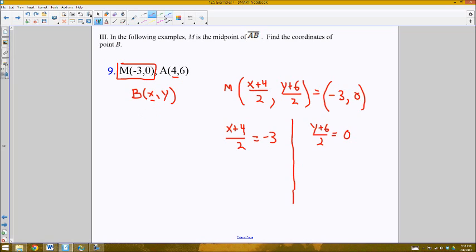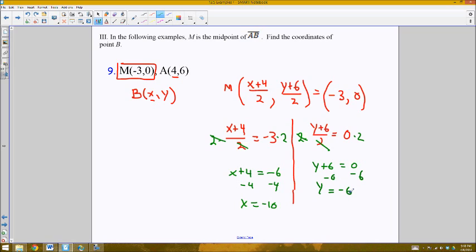To do that, I'll multiply both sides by 2 in my first equation. These 2's will cancel, and I'm left with x plus 4 is equal to -6, and then I'll subtract 4 from both sides. So I get that the x coordinate must be -10. Then I'll do the same thing with y, multiply both sides by 2. Here my 2's will cancel, and I get y plus 6 equals 0 times 2, which is 0. And when I subtract 6 from both sides, I'll end up with y is equal to -6. So now I have my coordinates for point B are x, which turned out to be -10, and y, which turned out to be -6.